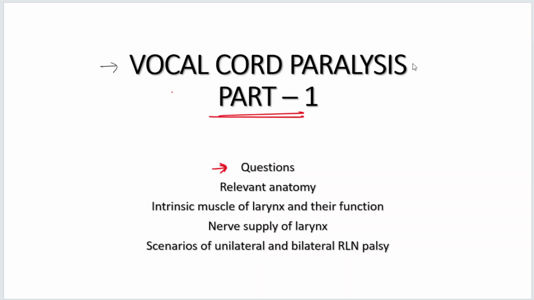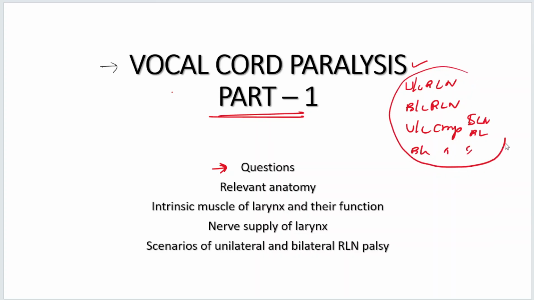If you have to understand vocal cord paralysis, whether it is unilateral recurrent laryngeal nerve palsy, bilateral recurrent laryngeal nerve palsy, unilateral complete palsy, that is both superior laryngeal nerve and recurrent laryngeal nerve, or bilateral complete superior laryngeal nerve palsy, what happens in these palsies? Without having a good grip over the relevant anatomy, you cannot make sense of what is going to happen in these things. So I'm going to talk a little bit about the relevant anatomy.